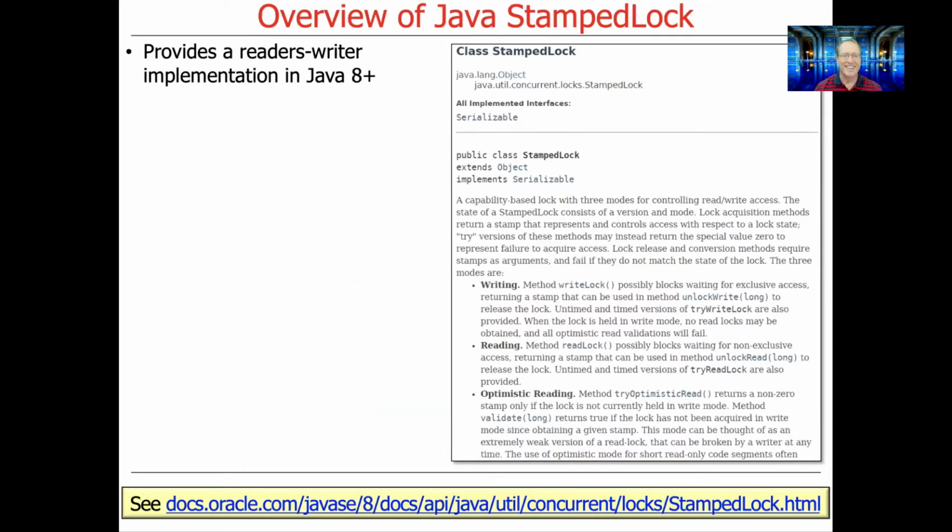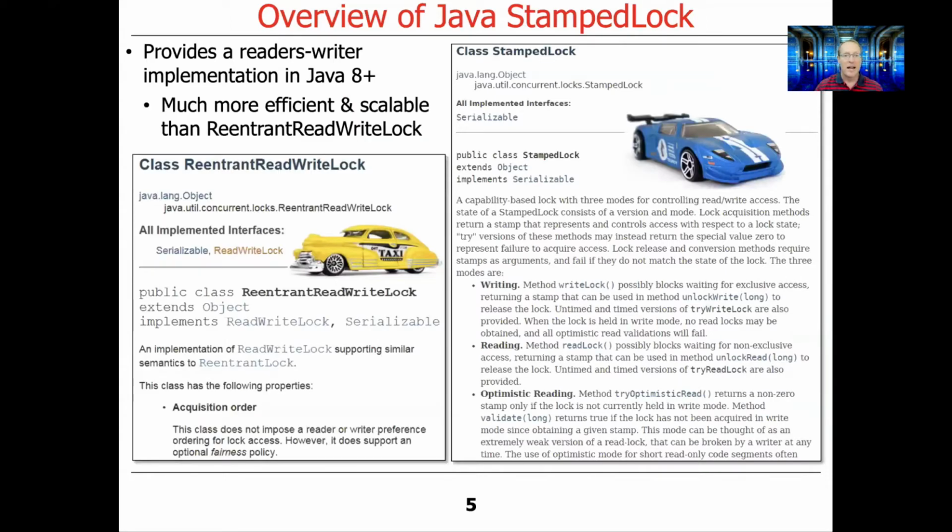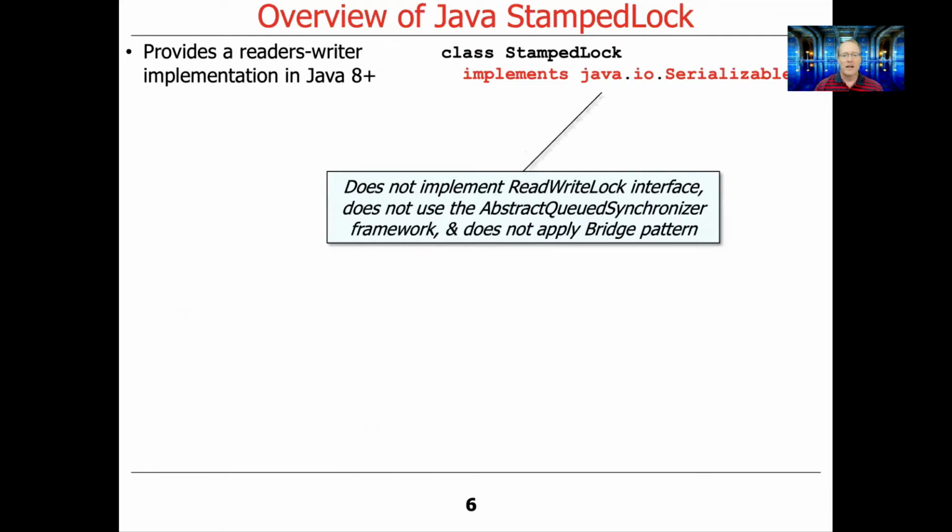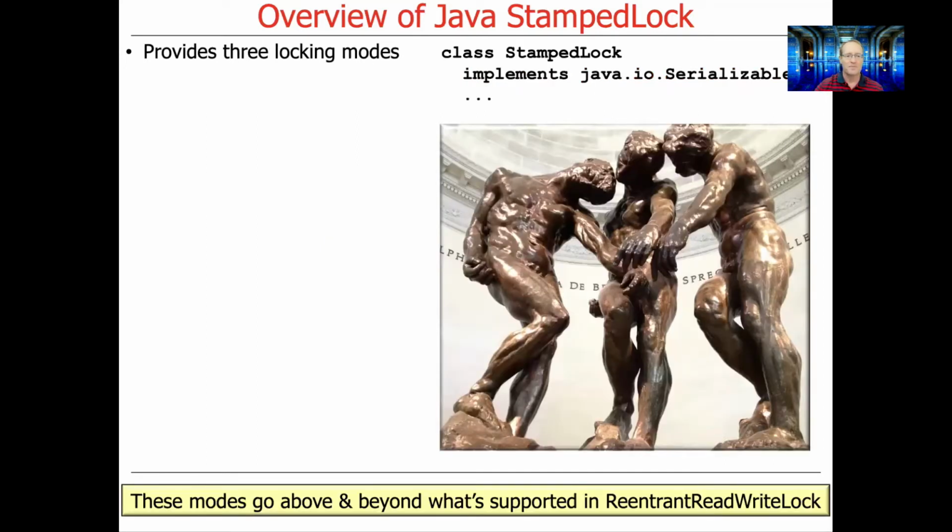As you might expect, the StampedLock implementation provides a readers-writer implementation in Java 8 and beyond, which is more efficient and much more scalable and much more featureful than Java ReentrantReadWriteLock that we looked at before. It does not implement the read-write-lock interface. It does not use the abstract queued synchronizer framework. It does not apply the bridge pattern. It does not pass go. It does not receive $200. It's really stripped down and meant to be very, very optimized and very efficient.